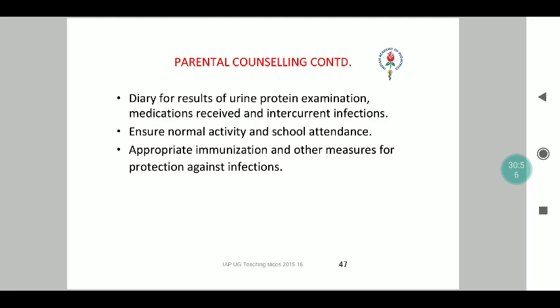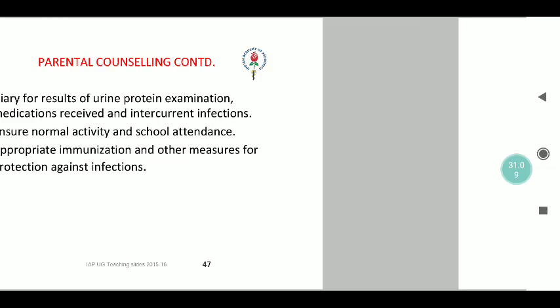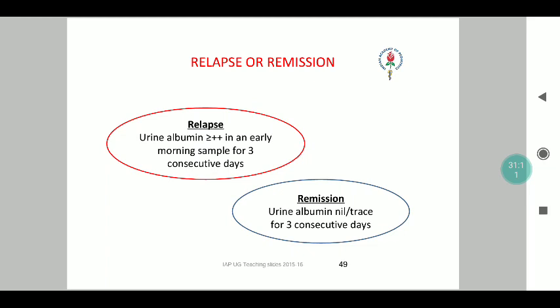It is also important to ensure that the parent keeps a diary for the urine examination and the medications received as well as intercurrent infections, and that routine activity and school attendance are maintained with appropriate immunization and other measures. Now on follow-up, I've already told the definitions of remission and relapse. The target is to ensure that the child is in remission.